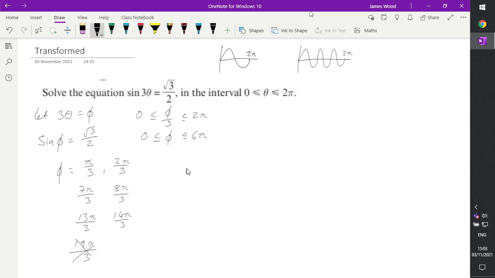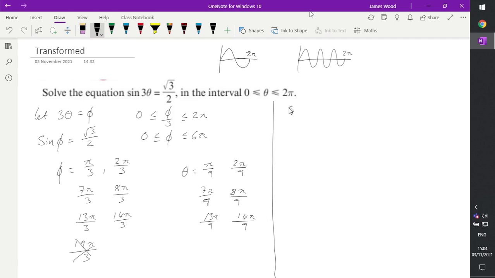Then we just need to change them back for theta. And theta is going to be this divided by 3. So each of these divided by 3. So that'd be pi over 9, 2 pi over 9, 7 pi over 9, 8 pi over 9, 13 pi over 9, and 14 pi over 9. Okay, so I've just divided each of them by 3. So that's one way of getting that. It's a bit more long-winded, but it's quite accurate. And if you just go through the method, you will definitely get to your answer.